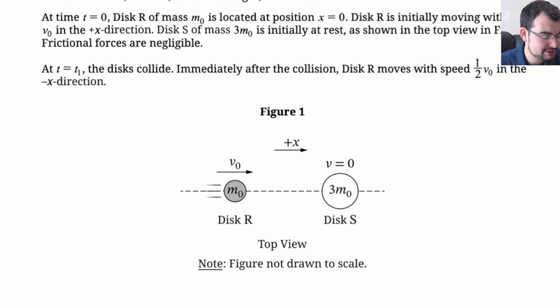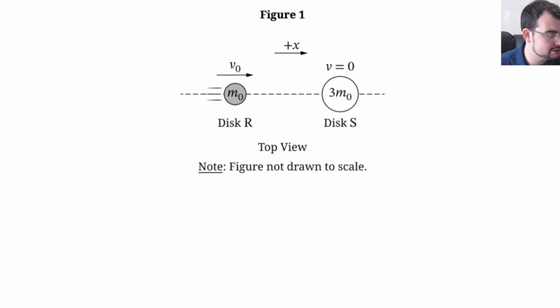So we have a mass that's going to hit another mass, and it says after the collision, the incoming disk bounces off at half its initial speed, just in the other direction.